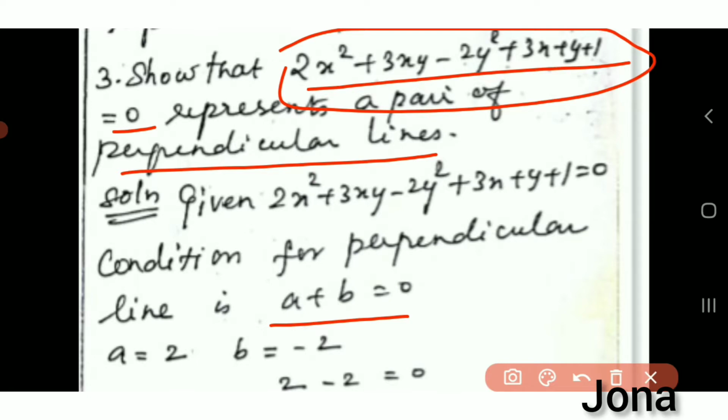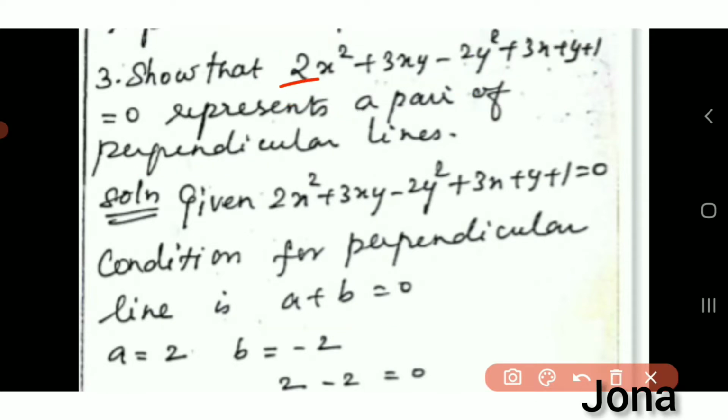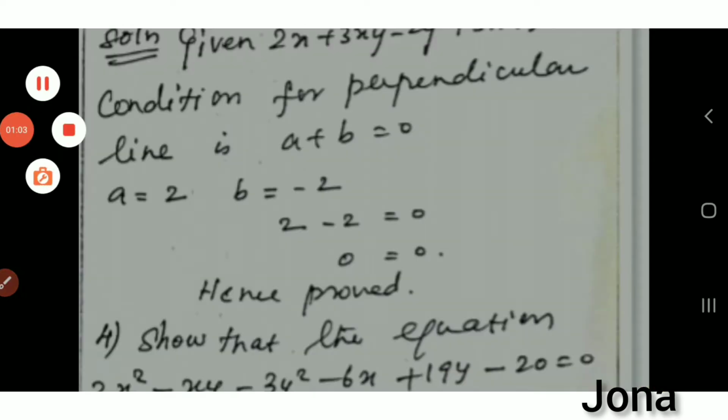Here what is a? a is 2. What is b? −2. So we can substitute these two in the condition, a + b = 0. That is 2 − 2, so 2 − 2 equals 0. This implies the given pair of straight lines is perpendicular.